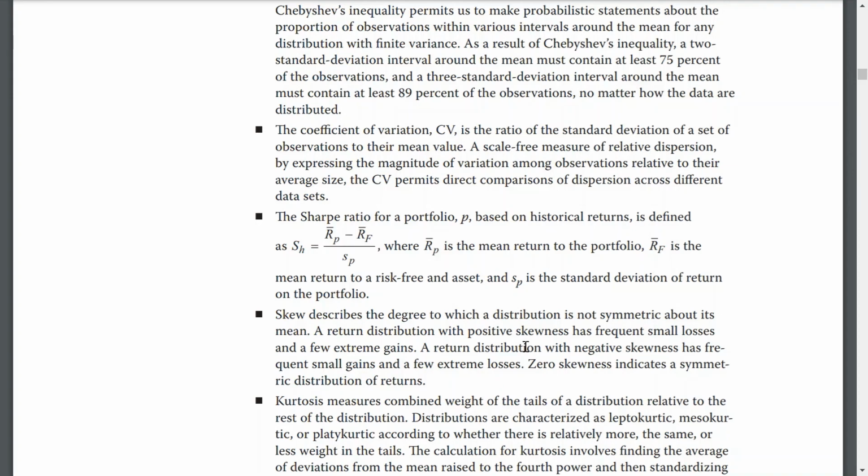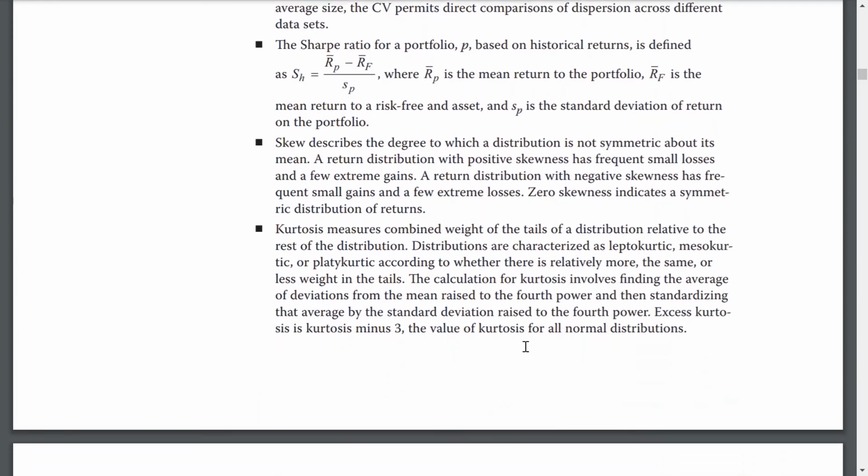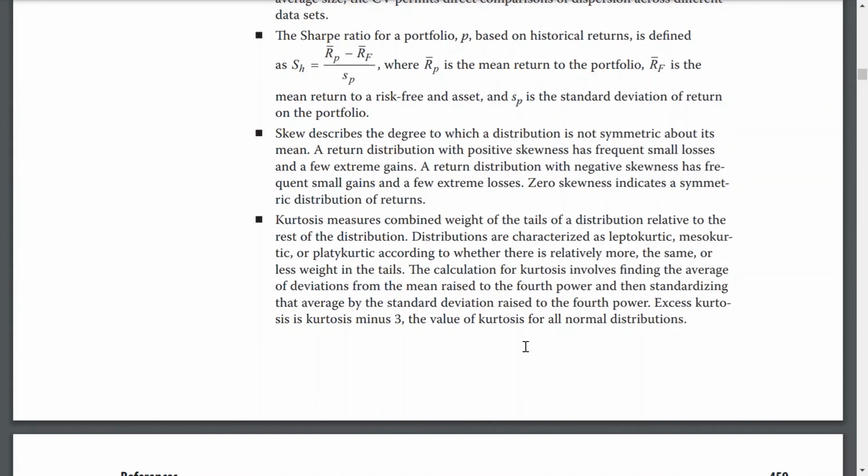Skew describes the degree to which a distribution is not symmetrical about its mean. A return distribution with positive skewness has frequent small losses and a few large gains. A return distribution with negative skewness has frequent small gains and a few extreme losses. Zero skewness indicates a symmetric distribution of returns. Kurtosis measures the combined weight of the tails of a distribution relative to the rest of the distribution.